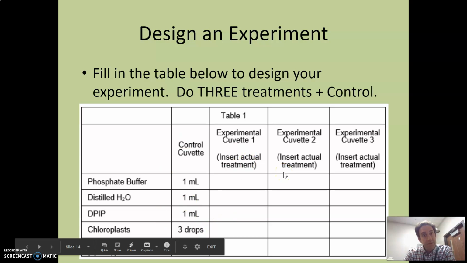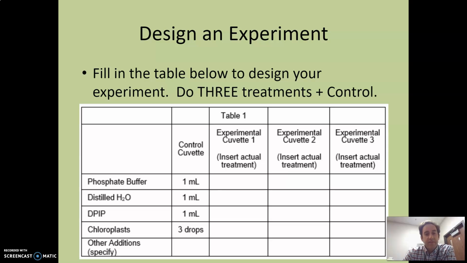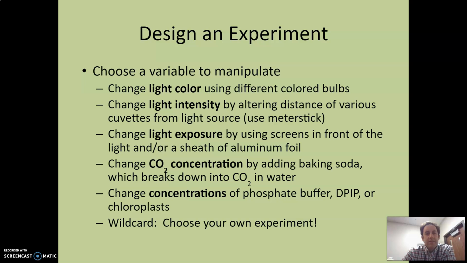How many variables would be good to manipulate? 1. Hopefully you said 1. 1 of these variables in some way. So what are some examples of what you might manipulate? Well, you could change the light color. We have different colored light bulbs, and so you could have one trial be red light, one trial be blue light, one trial be green light.